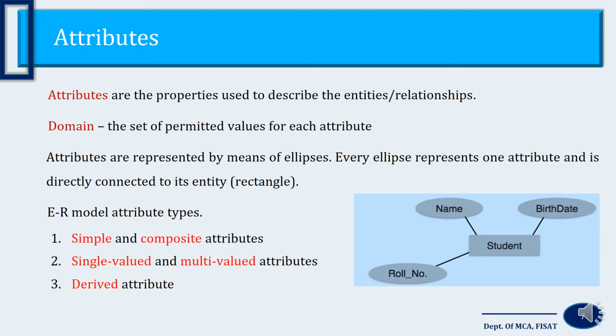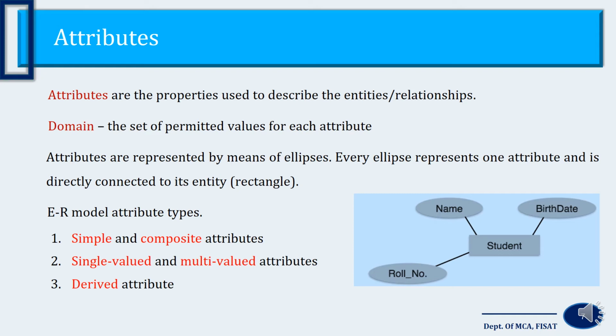So consider the example, the student entity having the attributes roll number, name and birth date. Attributes are represented by means of ellipses. Every ellipse represents one attribute and it is directly connected to its entity by means of lines. The set of values that come under the attribute roll number defines the domain of the roll number. In our class we will have roll numbers 1 to 30, so the possible values are 1 to 30, right? That is the domain of the attribute roll number.